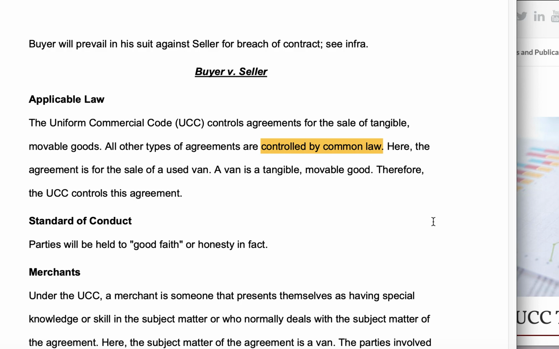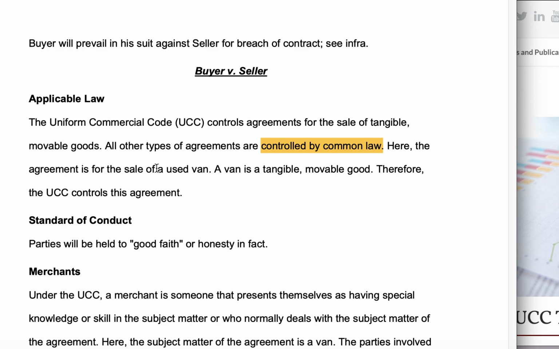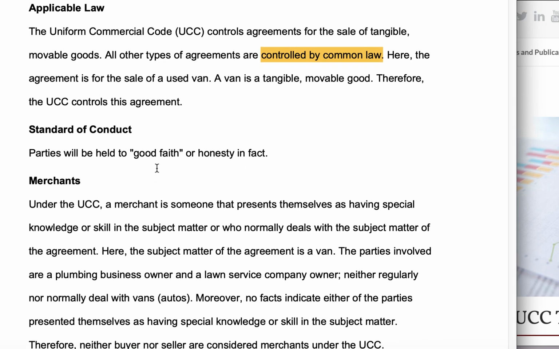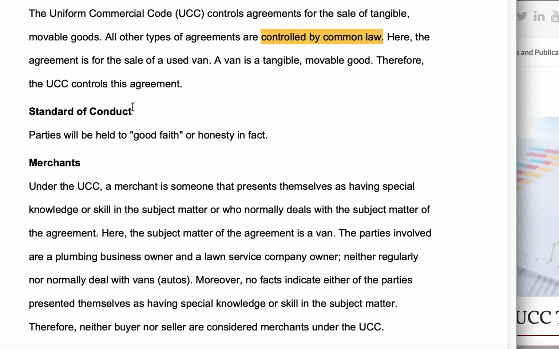So, applicable law, it doesn't have to be perfect. They're telling the law that it's under. I usually put formation at the top, and then I'd say which law governs, UCC or common law. You can write it whatever way you want. You don't want to use too much time. They go right to this issue of standard of conduct.